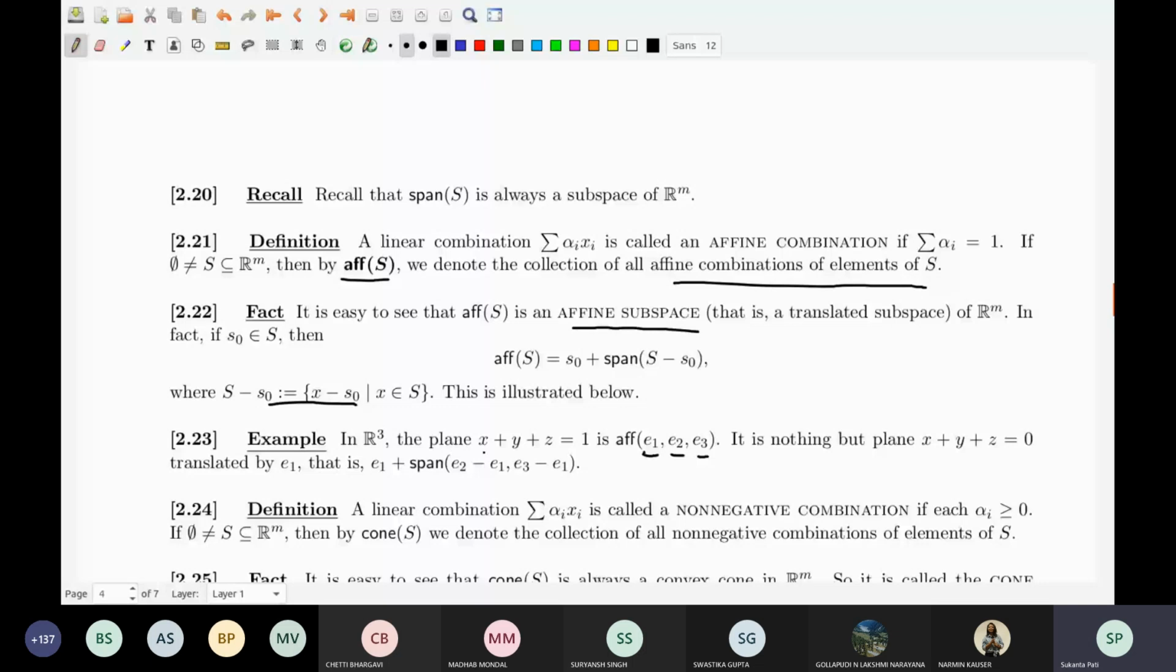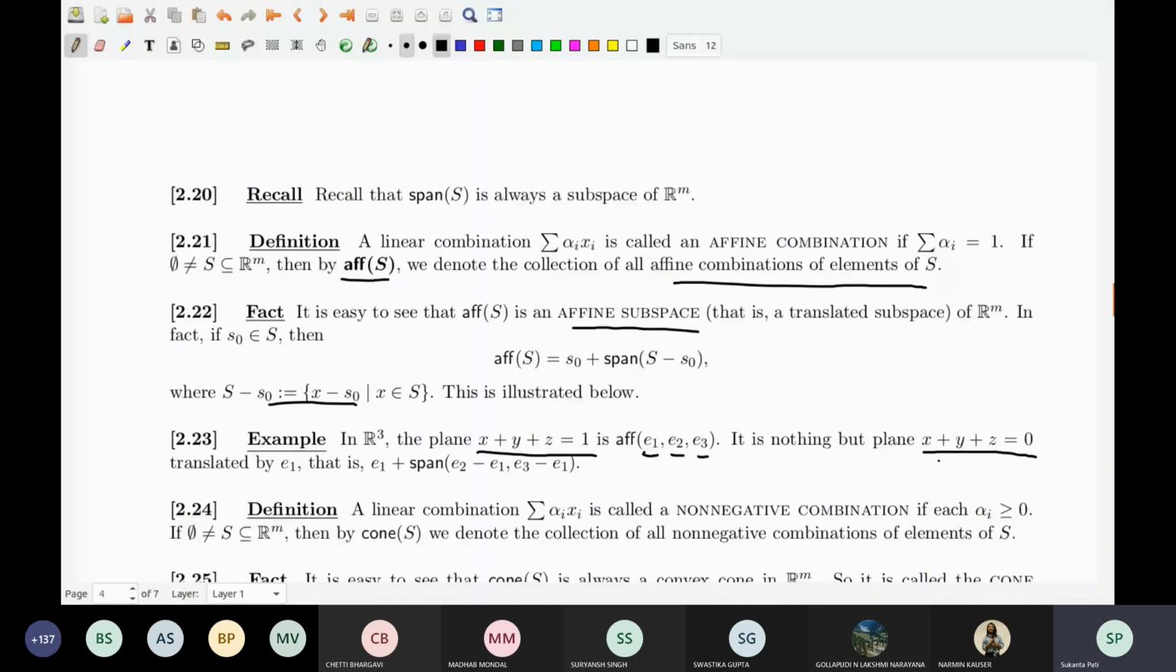Now what you do, push that plane, translate that plane so that it passes through zero. So what is the parallel plane that will pass through zero? The parallel plane will be x plus y plus z equal to zero. That is the parallel plane, it will pass through the origin. When you translate it by e1, or by any point that is on the plane itself, you will get the original plane.